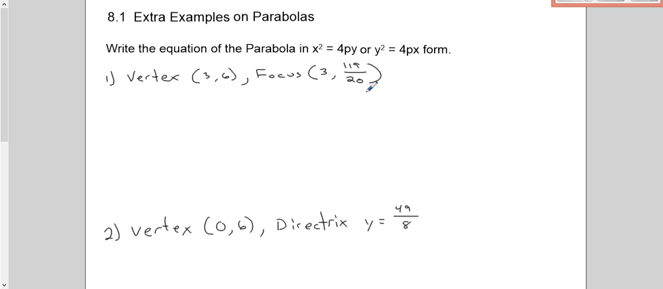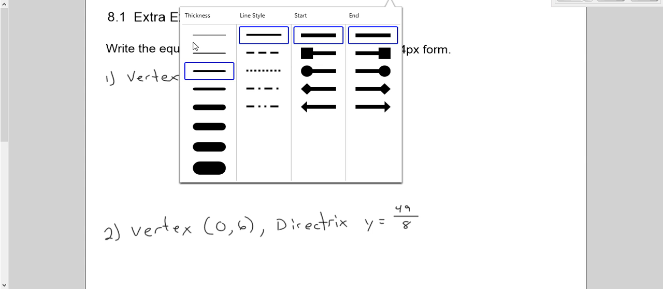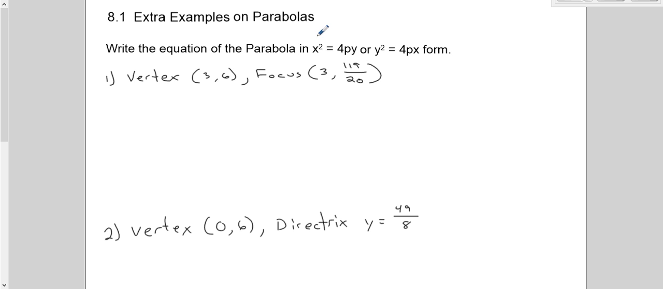And I also have to decide which format I'm using. When I have x squared, this is vertical. When I have y squared, that is horizontal. So when I look at this, the way I can tell whether it is horizontal or vertical is looking at which value changes from the vertex.